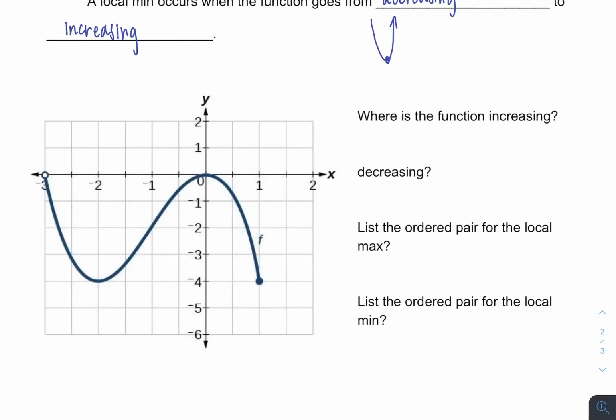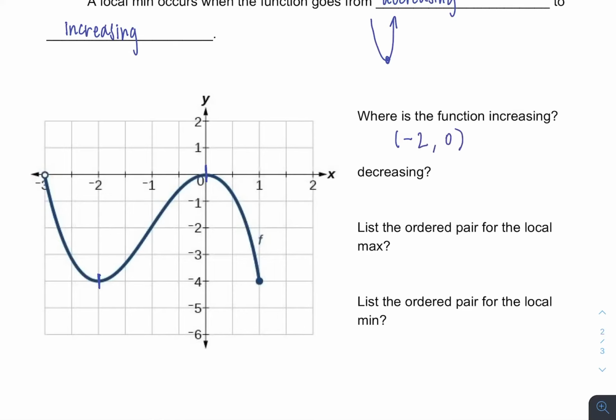Okay, so here we're going to talk about where the function is increasing. So it's a little harder because we don't have our values here. So starting at -3 going to 1 is where our function starts and stops. So from here to here, we can see that it's increasing. It's increasing at different levels, but it is still increasing. So that is from the x value of -2 to 0.